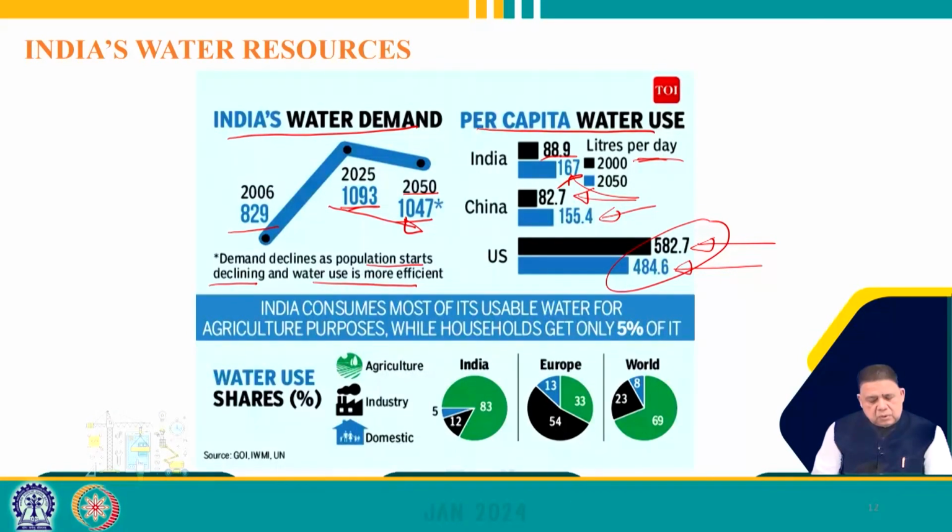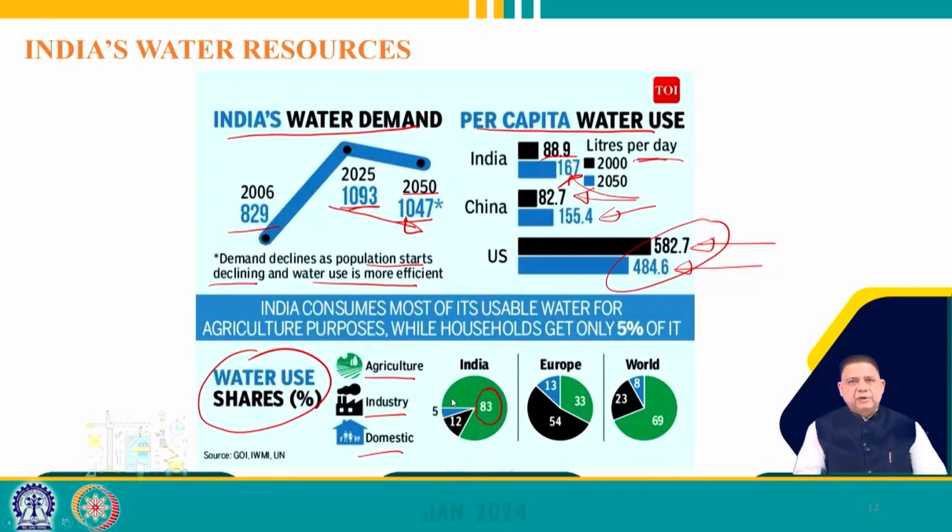Now, coming to water use share percent in various sectors, especially we will talk about agriculture, industry and domestic. If you look at India, most of our water use is in the agriculture sector, around 83% of our water resources, 12% in industry and only 5% towards domestic uses. If you look at Europe, the corresponding numbers are only 33% in agriculture, a staggering 54% compared to 12% in India goes to industry and 13% in household.